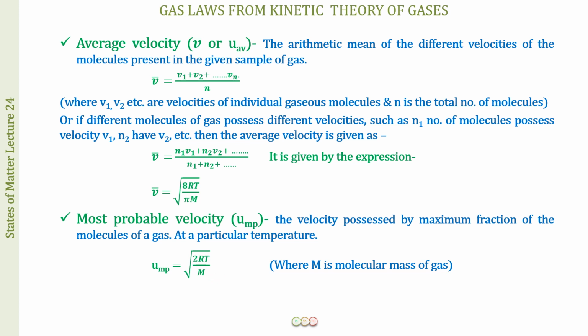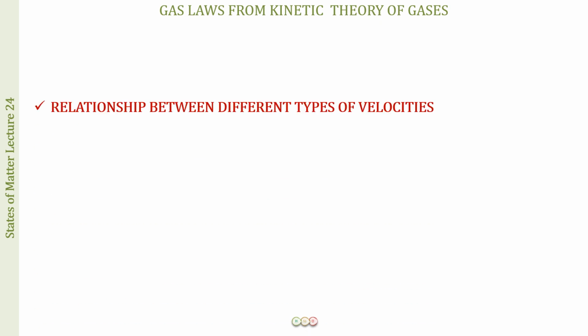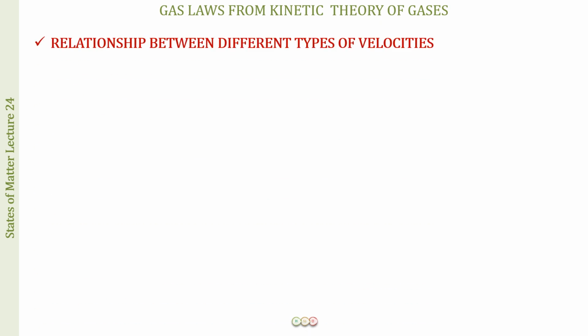I hope you have now understood the three different types of velocities. Now let us look at a relationship between all three. Let us write out the values. URMS is equal to under root of 3RT by M. U average is equal to under root of 8RT by pi M, and UMP, the most probable velocity, is equal to under root of 2RT by M.